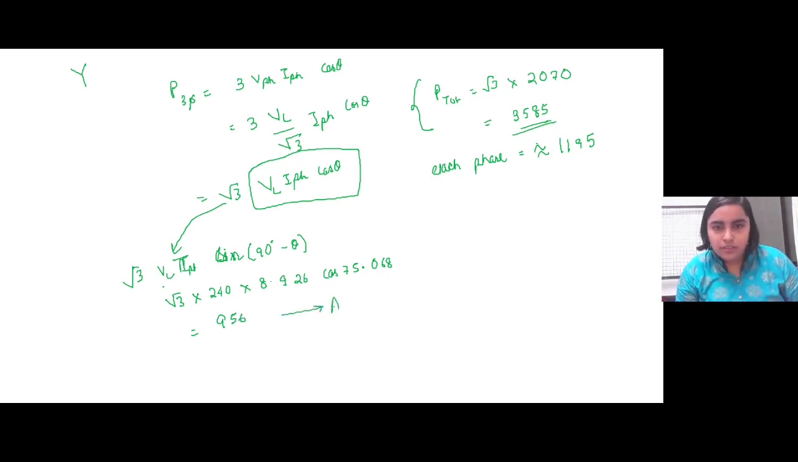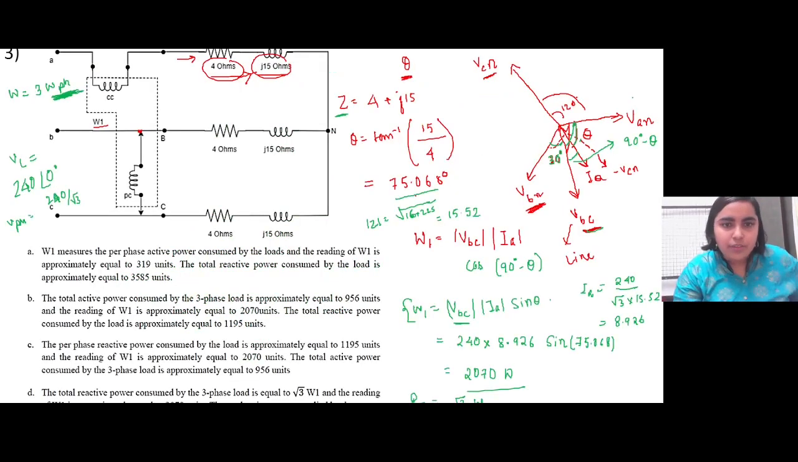So active here, reactive per phase, and this is the total power. Now let us read into each of the options. The first option says it measures the per phase active power consumed by the load, with reading W1 equal to 319, which is not true. So we can get rid of this option.